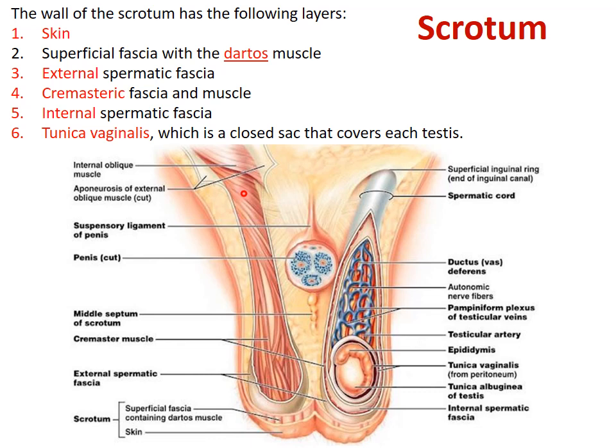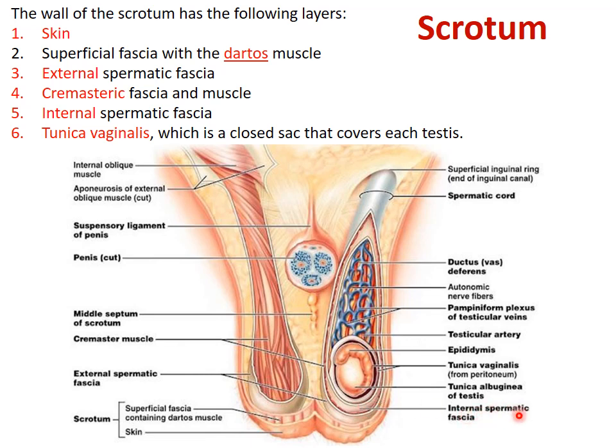Now after this, the outer layer is the external spermatic fascia, which is a continuation of the aponeurosis of the external oblique. Second, this layer is the cremasteric muscle, right? So the cremasteric muscle is the second layer. After this cremasteric muscular layer, the third layer is coming again from the third fascia.